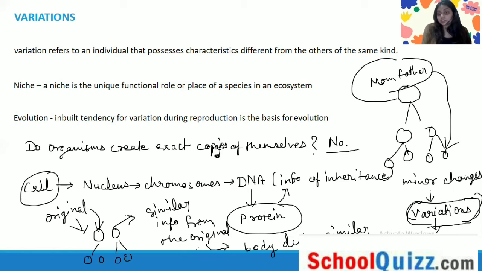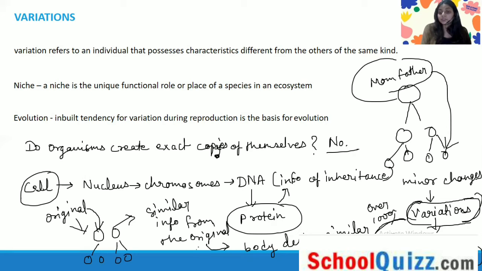So this variation leads to evolution. This evolution does not come in one or two generations. It takes thousands or 10,000 of years, and then evolution happens. Evolution simply means the growing population of another species. So variation over thousands of years leads to evolution.